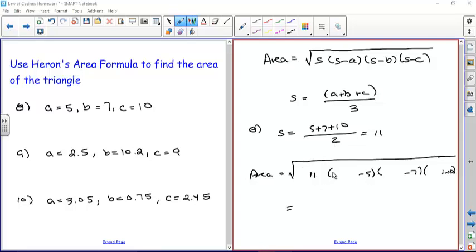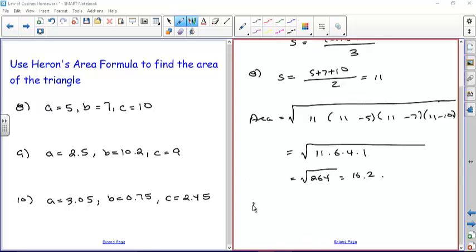So we get 11 times 11 minus 5, 11 minus 7, 11 minus 10. You can see, when you divide by 2, you're always going to get this result being larger than all of the 3 individual ones. So that's the square root of 11 times 6 times 4 times 1. 11 times 6 times 4 is 264. Square root of 264 is 16.2. So that's the area.